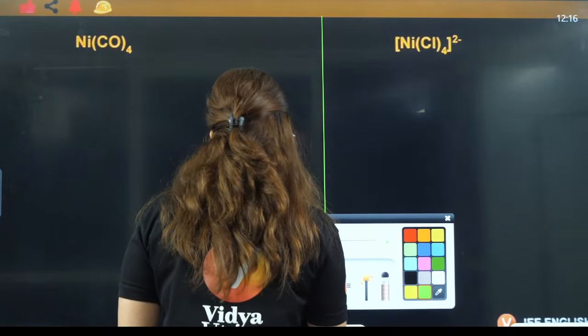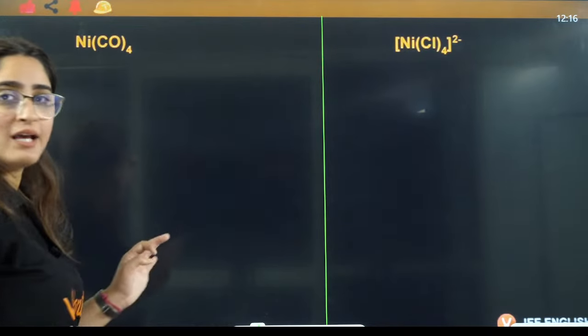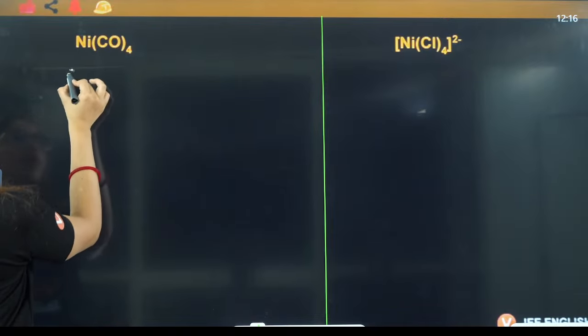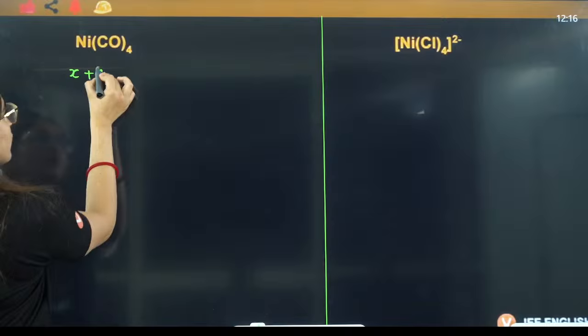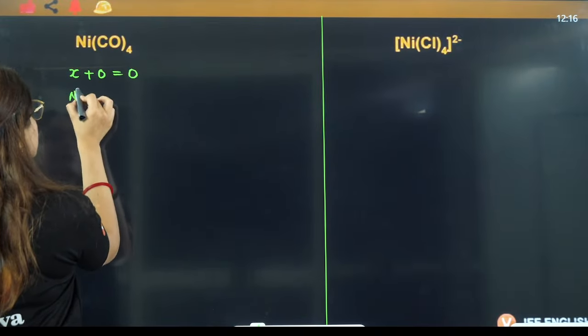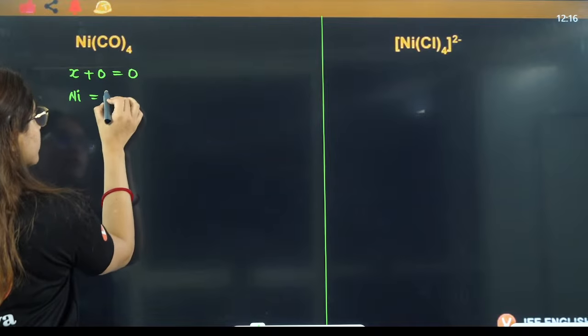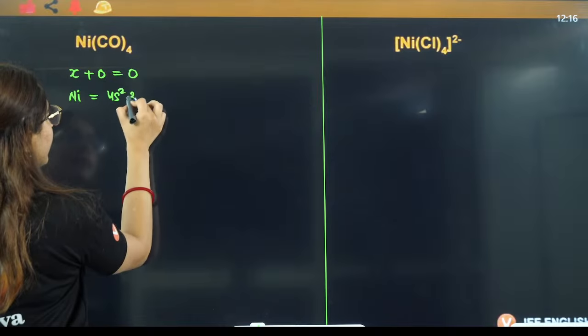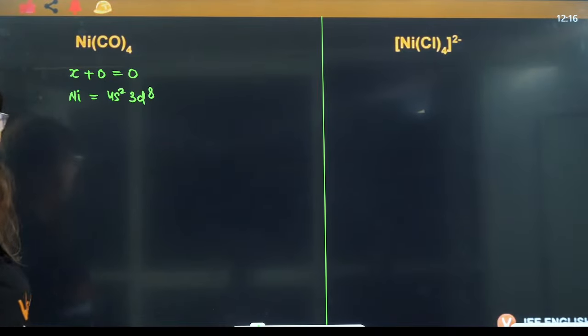See this. We have Ni(CO)4, right? So firstly, you will calculate the oxidation state. X plus 0, this is the neutral ligand, is equals to 0. That means nickel exists in 0 oxidation state. No electrons we take out from here. This is 4s2 3d8, the electronic configuration of nickel.